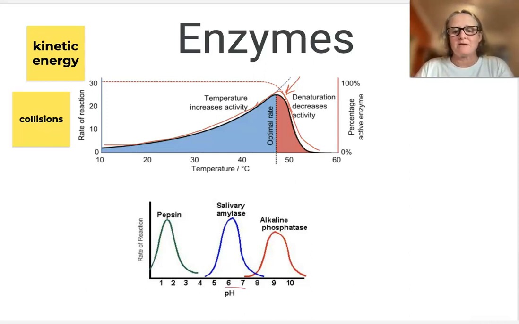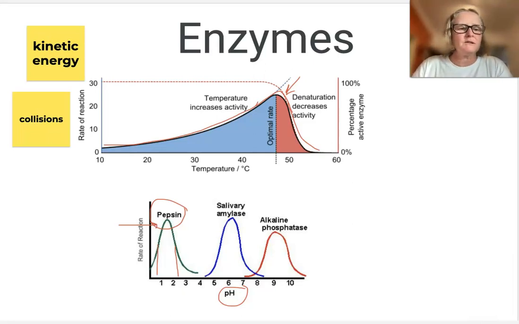Now down here we have the effect of pH on the rate. And there are actually 3 enzymes on this graph. If we just focus on pepsin, pepsin is the enzyme in your stomach. You can see that it has a high rate of reaction between a very narrow range of pH. So it only really works in the high acidity level of your stomach. As soon as it moves from the stomach into the small intestine, it's going to stop working.